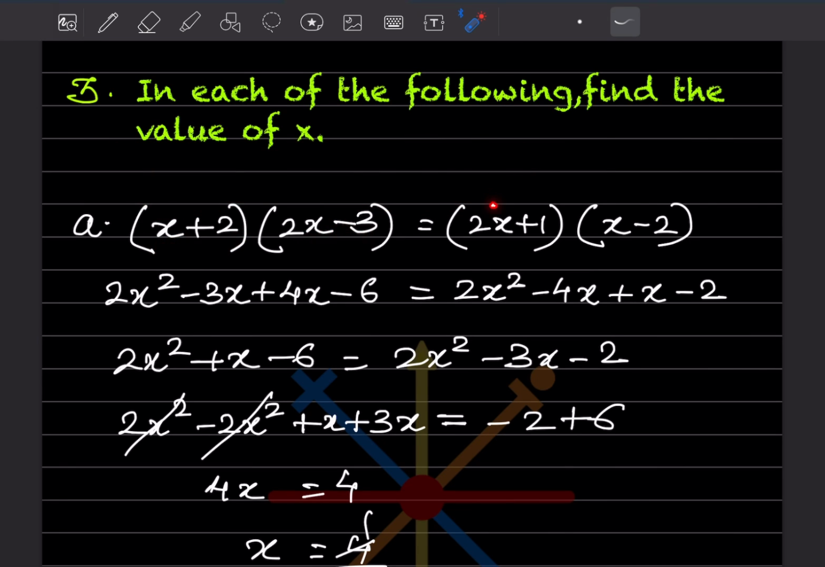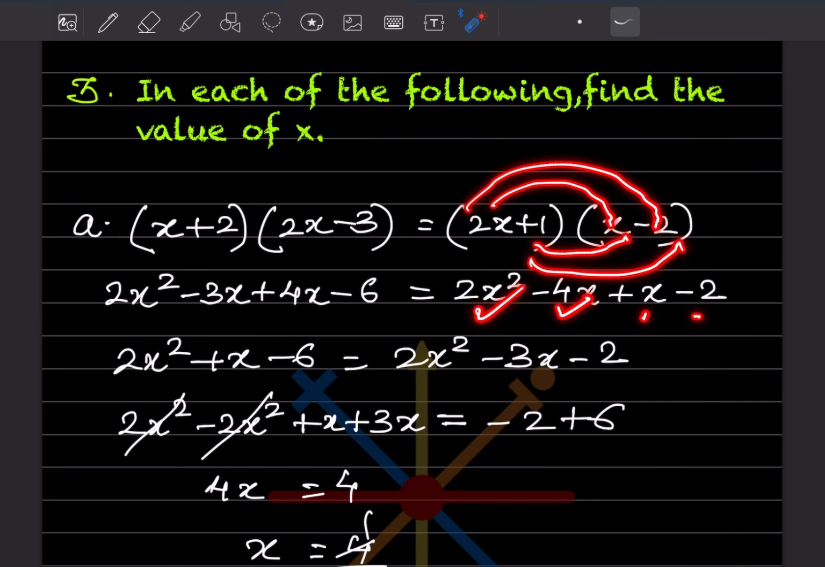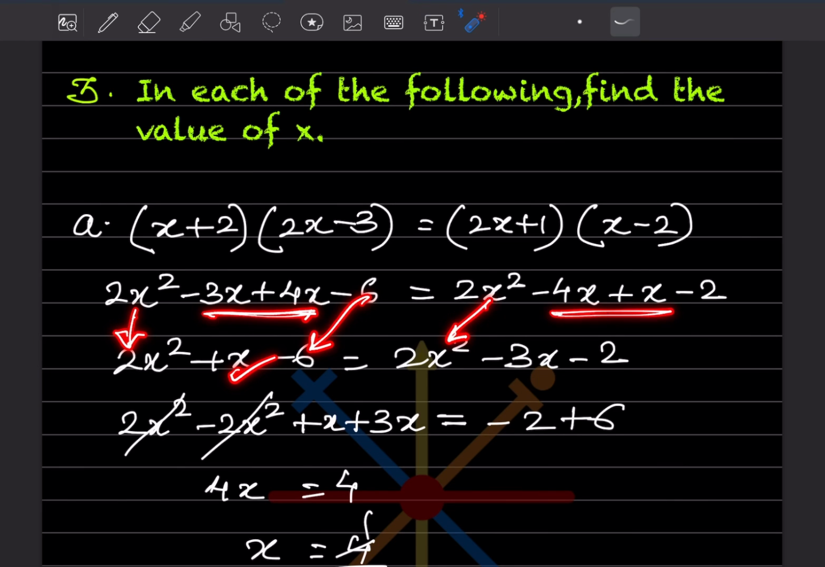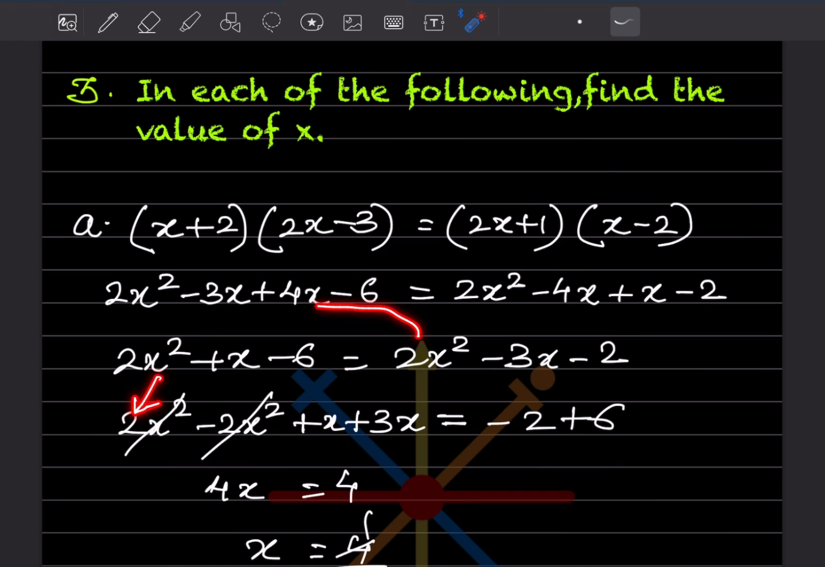So now again here, this into this is going to be 2x square. This into this is going to be minus 4x. This into this is going to be plus x, and this into this is going to be minus 2. So once this step is done, this is the same, plus x minus 6, and this is minus 3x, and this is minus 2. So now this 2x square we will keep as it is. This, if we bring it here, is going to be minus 2x square.